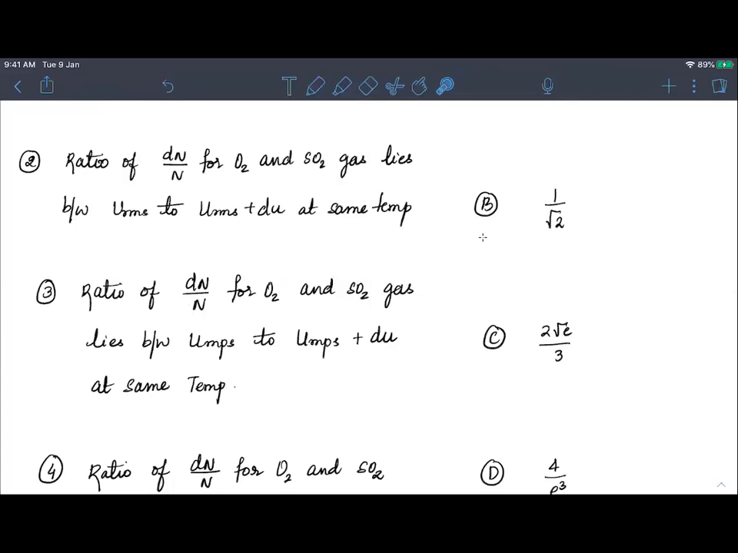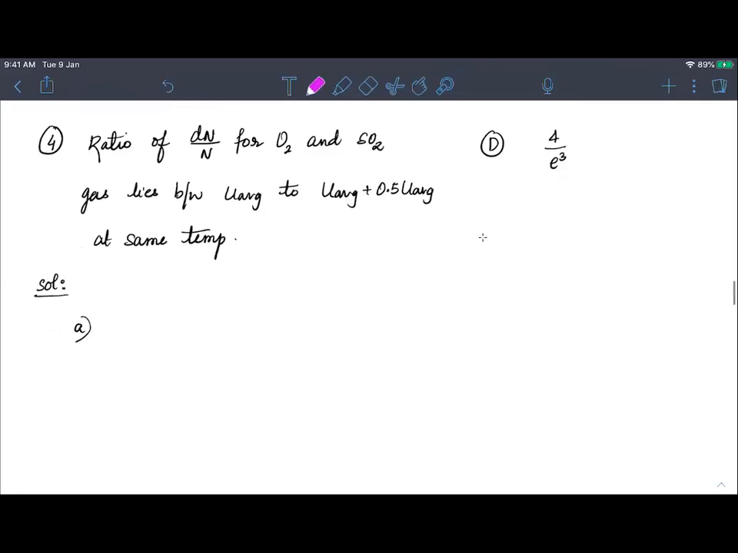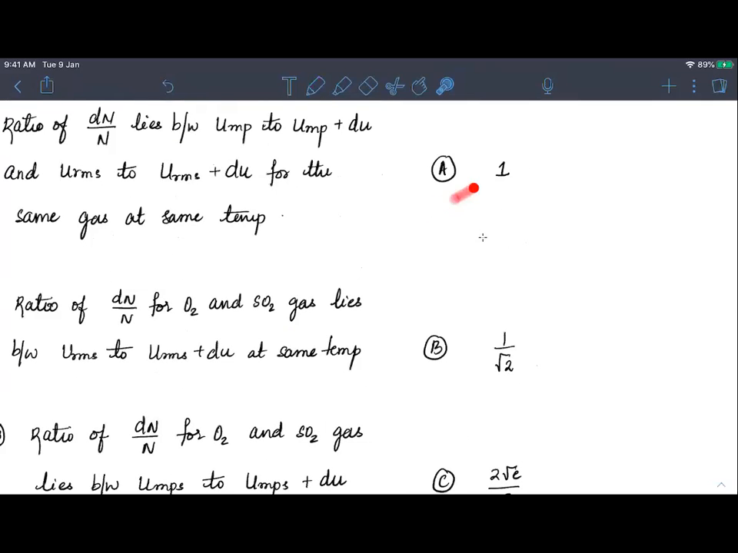Okay, got it. Last one, dn by n for oxygen and sulfur dioxide. Between these fractions, one very interesting point we have noted down is that when you take out dn by n, everything cancels and only the fraction term remains. So it will only be dependent on the fraction. So if you are asking for the same fraction, it will stay the same for both, and everything else will cancel. Is this clear? So in fact its answer should be 1 when you take the ratio.